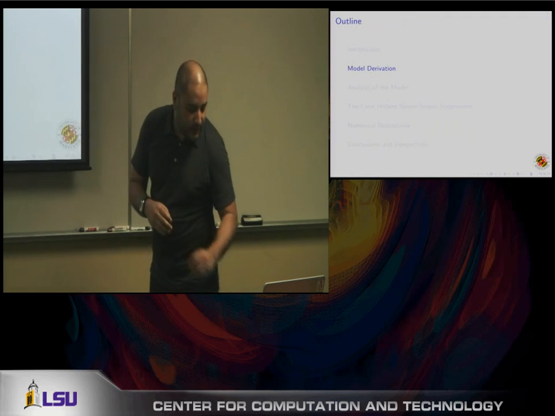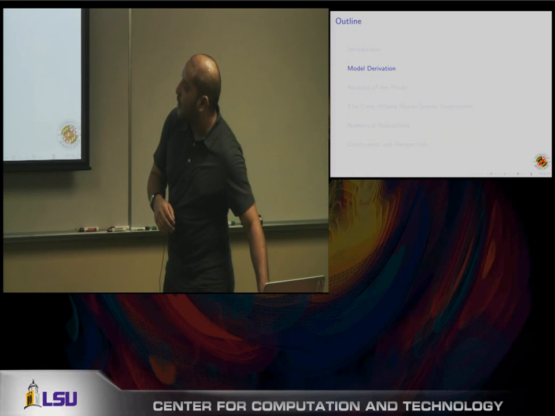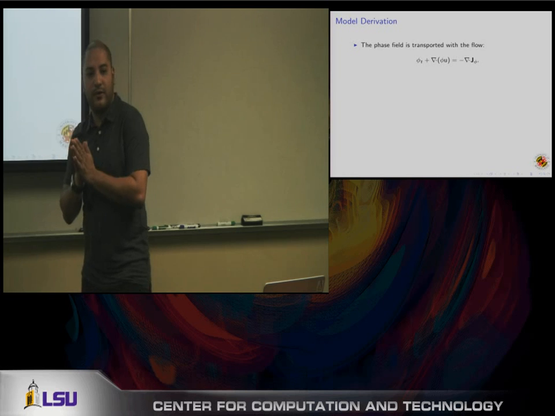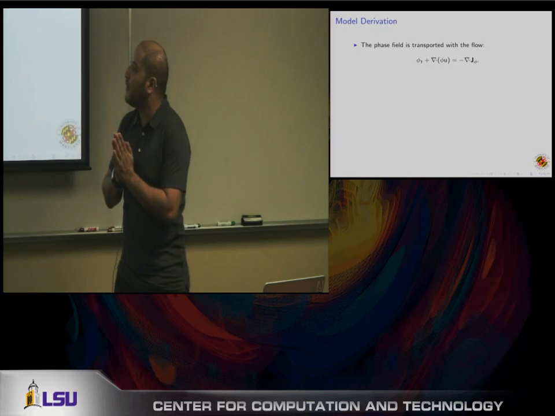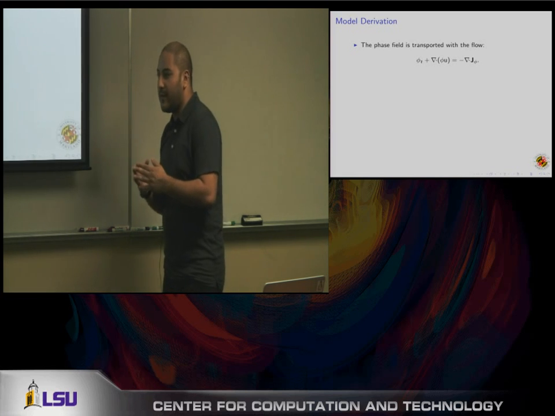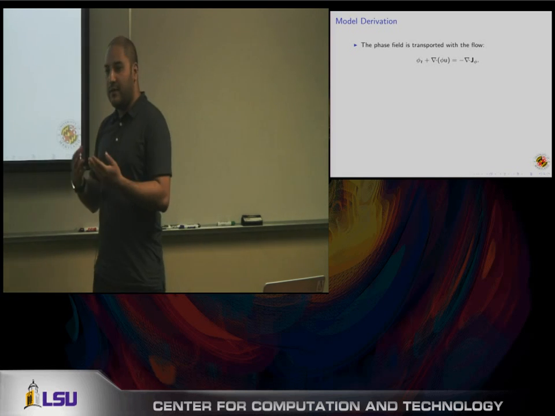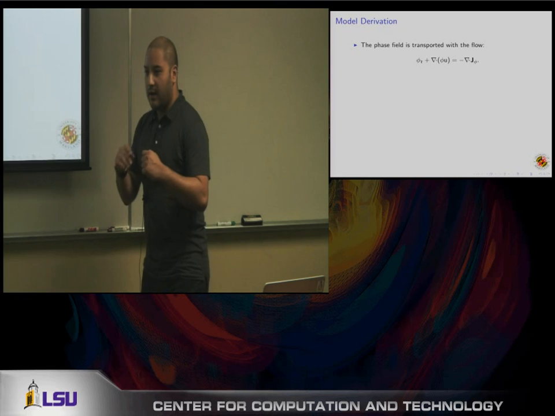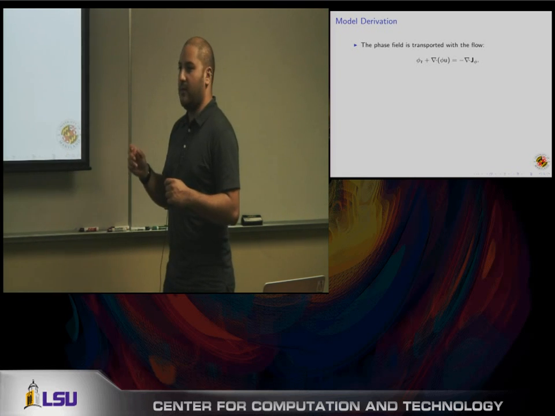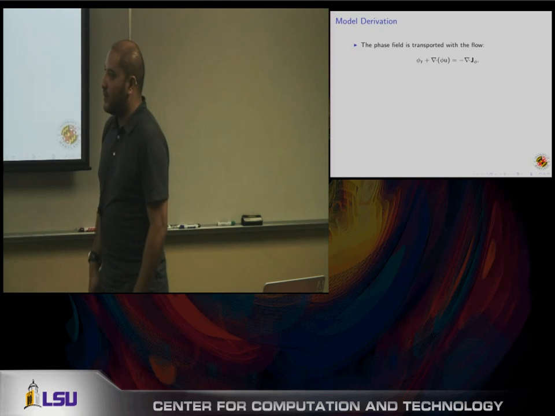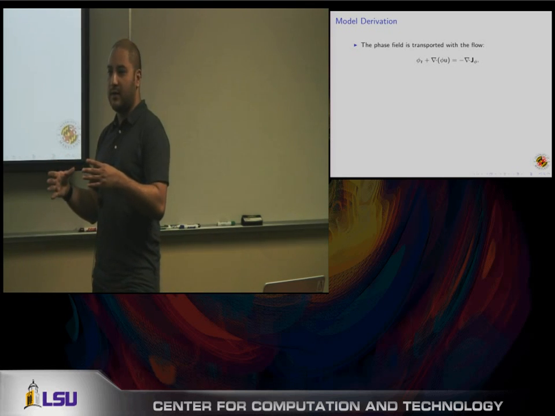So let's talk about the derivation of the model. As the title of my talk said, we are going to talk about a diffuse interface model. In diffuse interface methods, what you usually do is introduce a phase field variable. Say it's going to be -1 in the air, +1 in the water, and it's going to have a smooth but tiny interfacial layer in between them. This is basically done so that you do not have to track the interface.